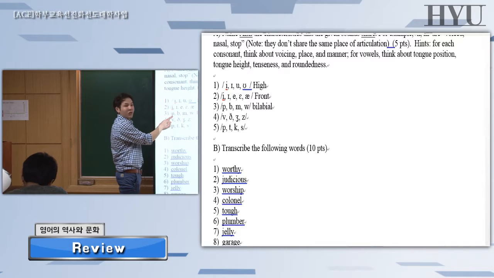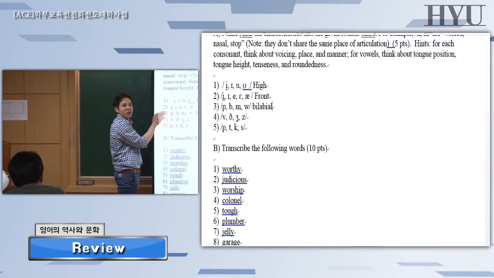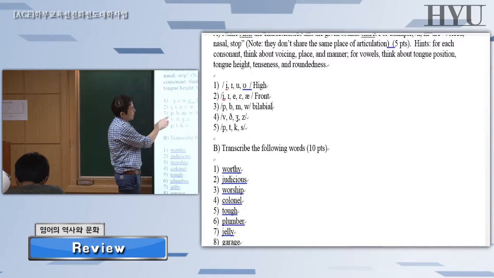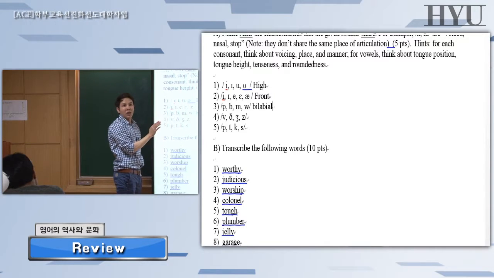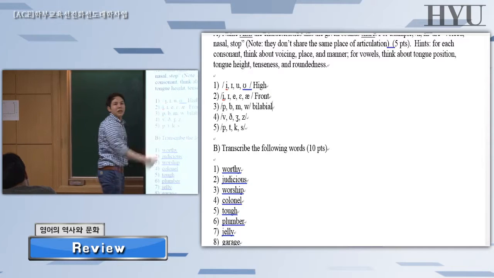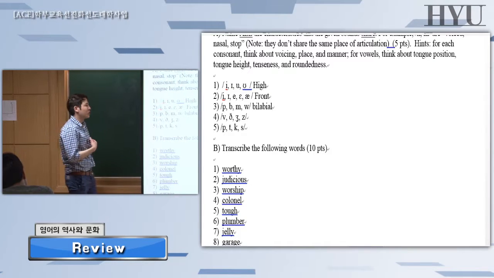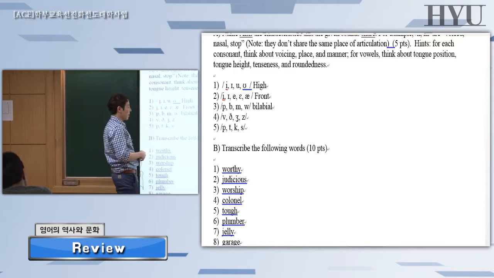P is voiceless, B is voiced, so they don't share. And P is stop, B is stop, M is a nasal, W is a glide, so they don't share the manner. So just only the bilabial, the place, right? They share the bilabial place.